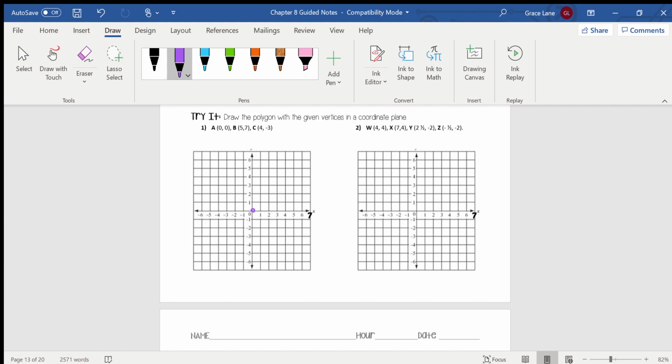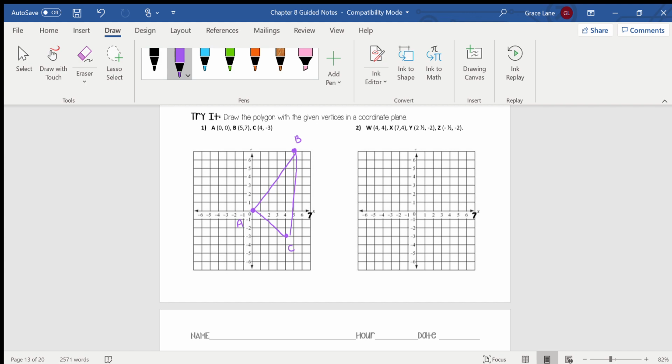So for try-it number 1, the origin is point A, 5, 7. It should make a triangle.